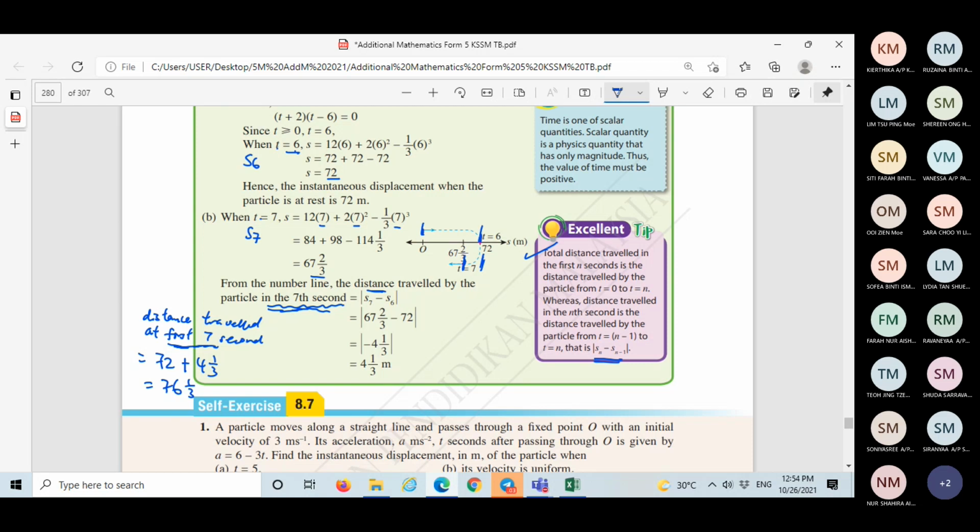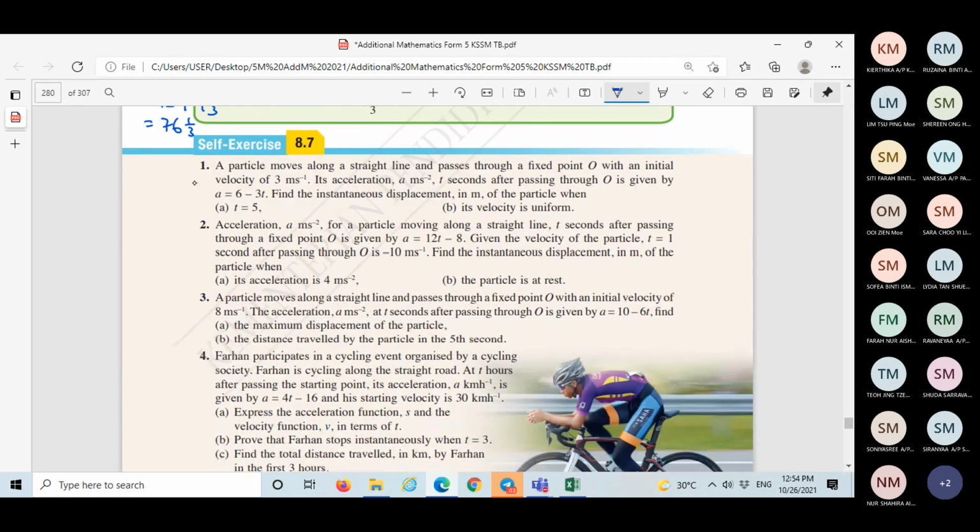Okay, come, we go to exercise 8.7. Look at this. This one will be your homework, but I want to go through it with you, so you can revise your integration and all sorts of the conditions. So now we start.